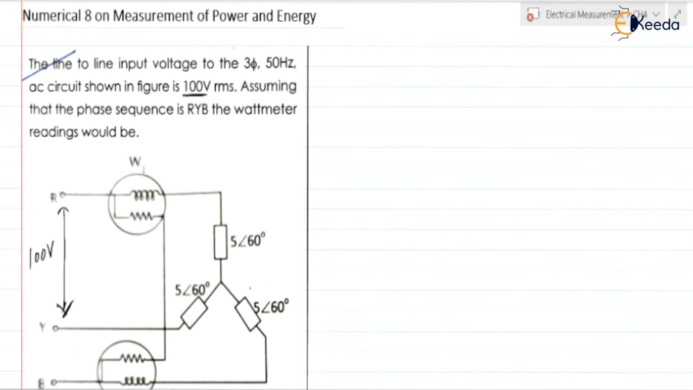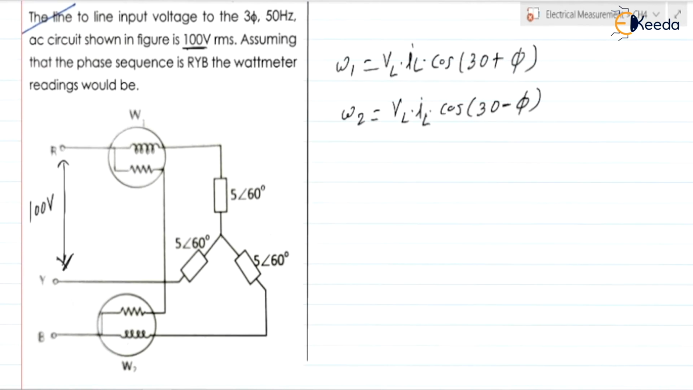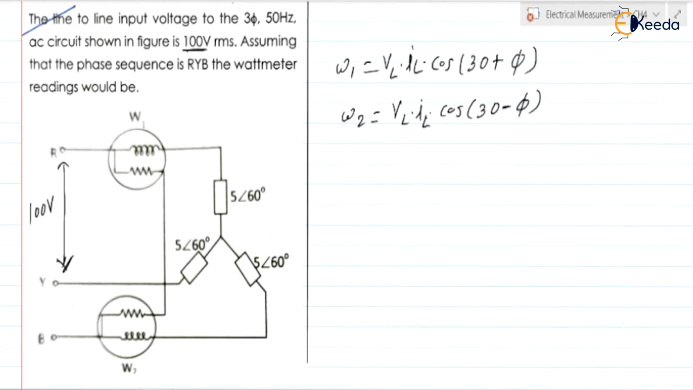So we know W1 is equal to VL into IL into cos of 30 plus phi. W2 is VL into IL into cos of 30 minus phi. So here we need to find the phi. VL we know, the only thing is again we need to find the IL. IL is nothing but this current.